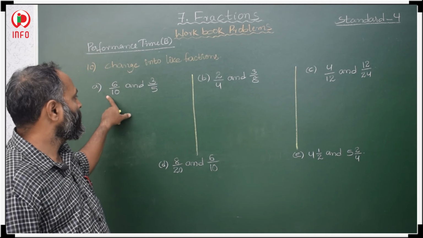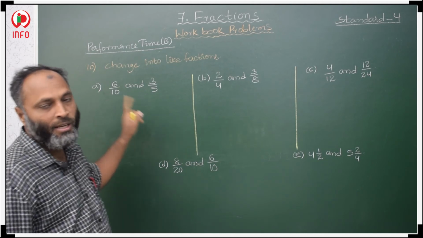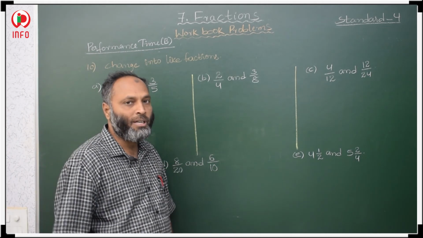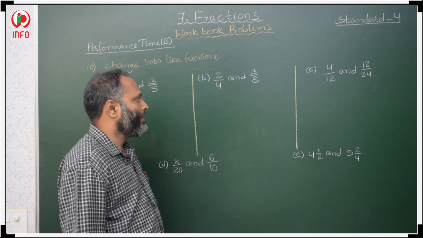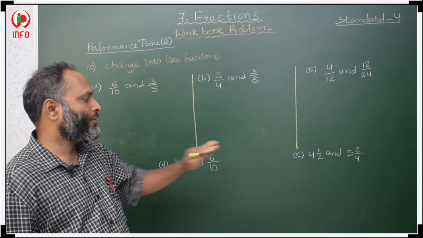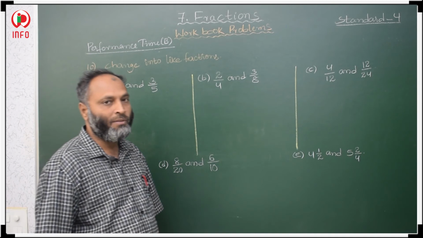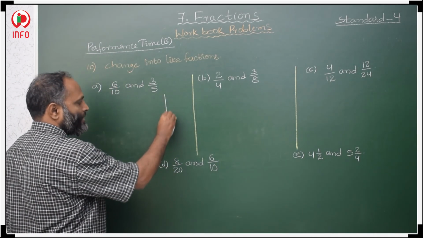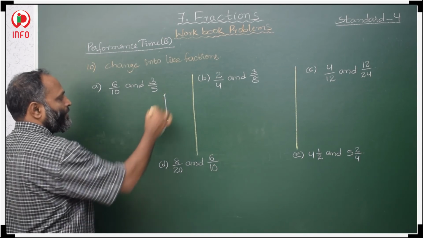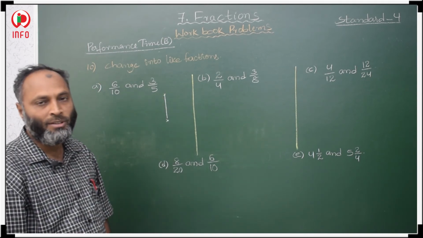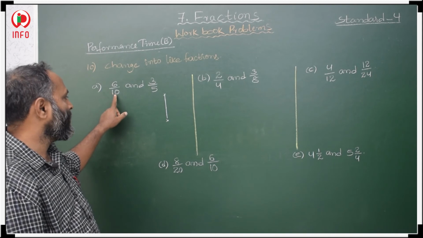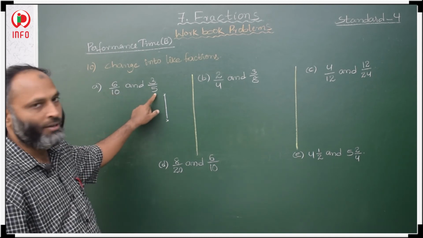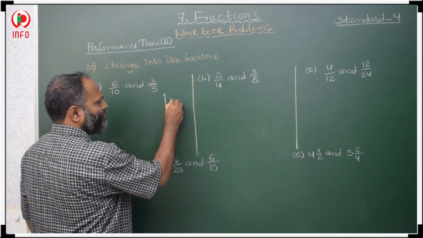Here some fractions were given, pairs of fractions. These pairs of fractions we have to convert into like fractions. Here 1, 2, 3, 4, 5. These 5 fractions we have to convert into like fractions. So how to convert into like fractions? First we have to take the LCM of the denominators. What is the denominator here? 10, 5. Take 10 and 5.